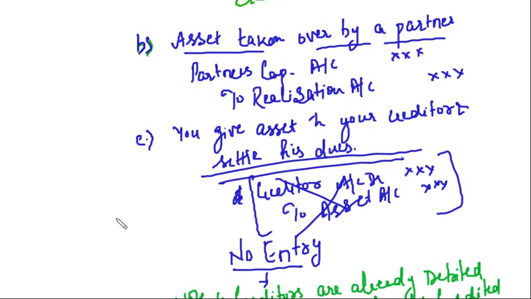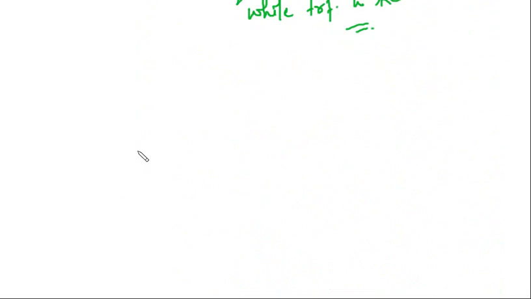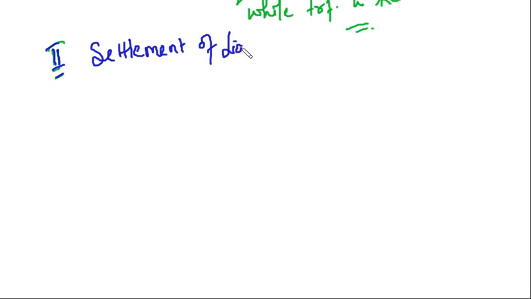Now talking of liabilities, in the realization we talk about two things, assets and liabilities. Now the second part in this is settlement of liabilities. In the realization account, what you have done is you have collected all the liabilities at one place. Now you are going to settle those liabilities.